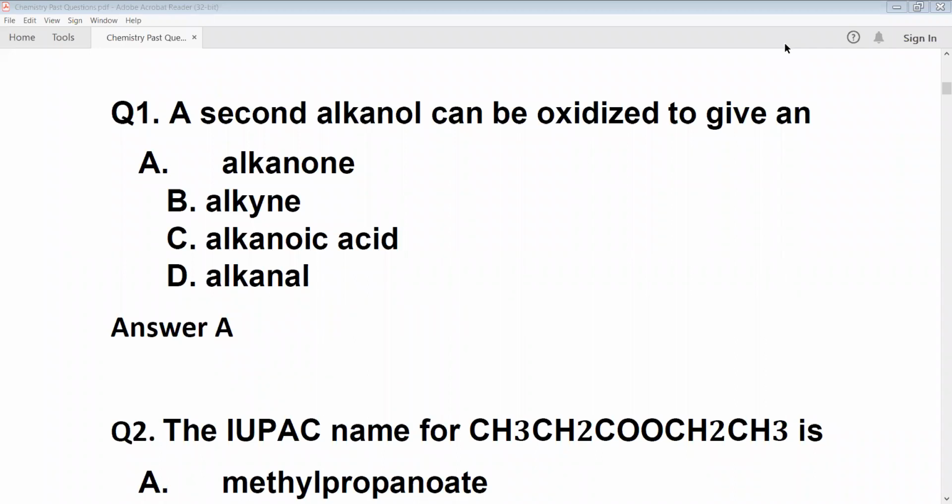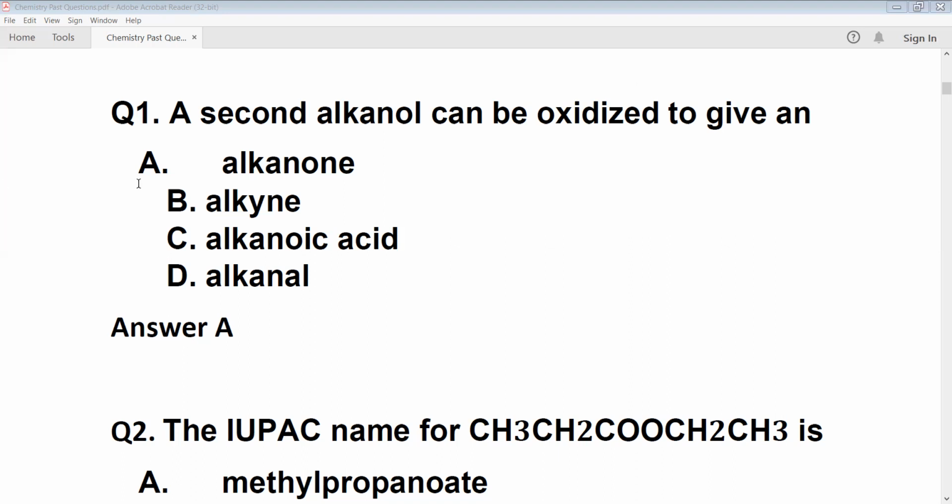Today we are going to look at some questions, and this is for the UTME first question paper, and it is standard. Let's just look at some questions on that. The question says: a secondary alkanol can be oxidized to give A, alkanone, B, alkyne, C, alkanoic acid, D, alkanol.